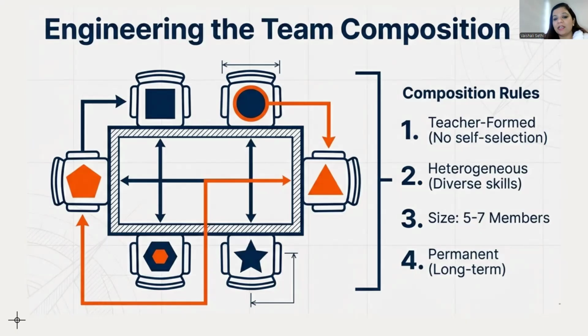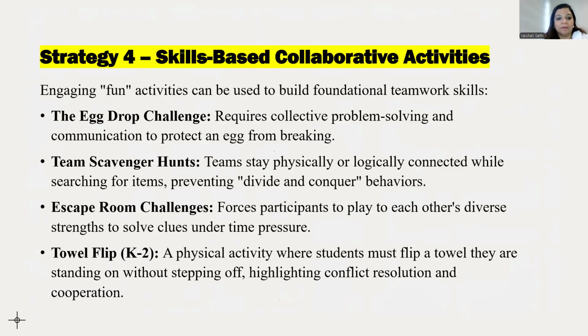The ideal size of this team should be 5 to 7 members. It is large enough to have diverse ideas, but small enough so that everyone must participate. And also very important is to have permanent or long-term teams so that they can build trust, norms, and accountability over a period of time. So the main takeaway is that strong collaboration starts before the activity begins, by forming balanced, stable teams with diverse strengths. So that is again very important.